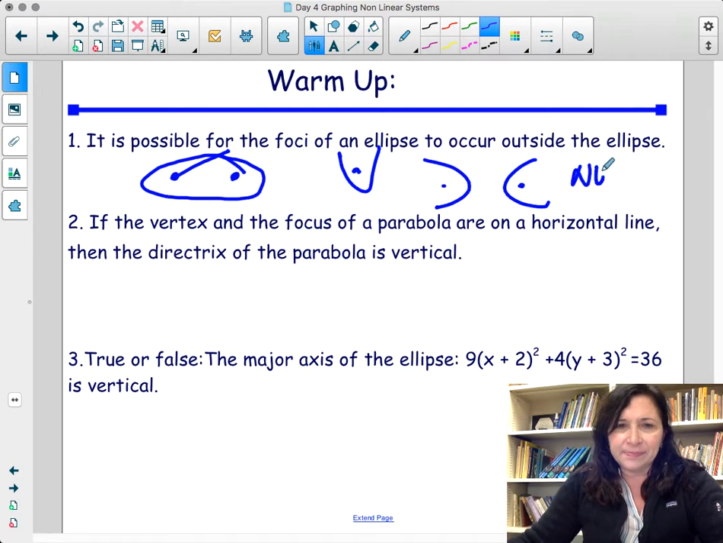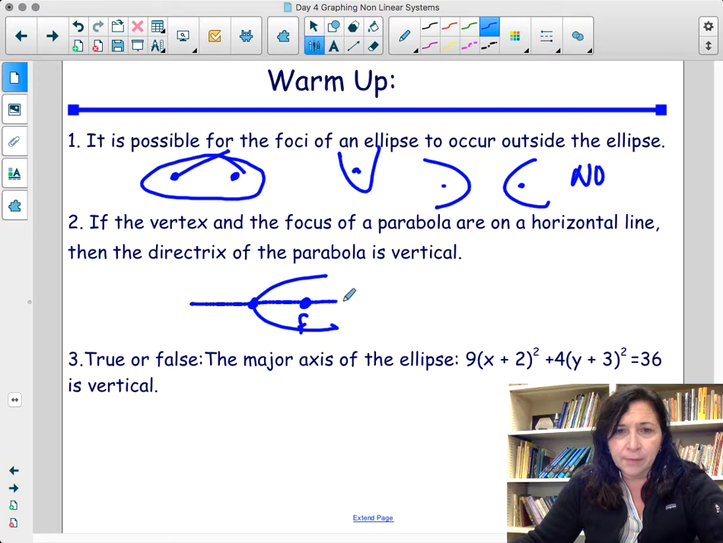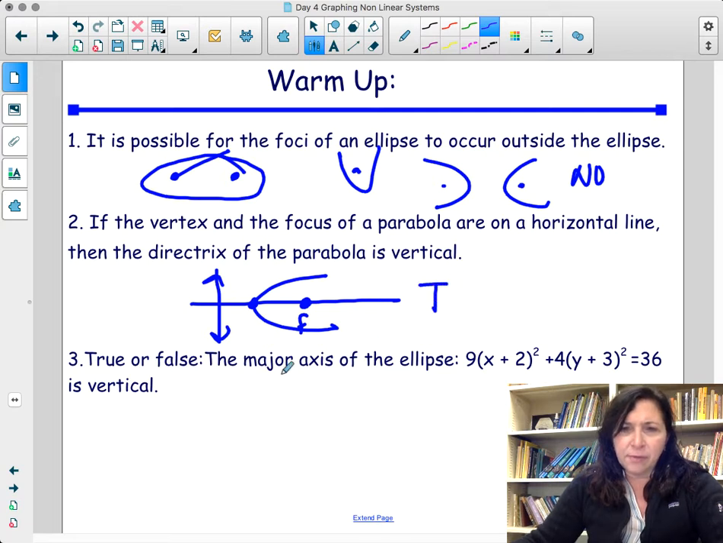a no. If the vertex and the focus of a parabola are on a horizontal line, so let's see, we have a vertex and a focus point. Let's say there's my focus point here, here's my vertex. Okay, that works. If the vertex and the focus of a parabola are on a horizontal line, then the directrix is vertical. Well, that would be true. Okay, and so that's true.